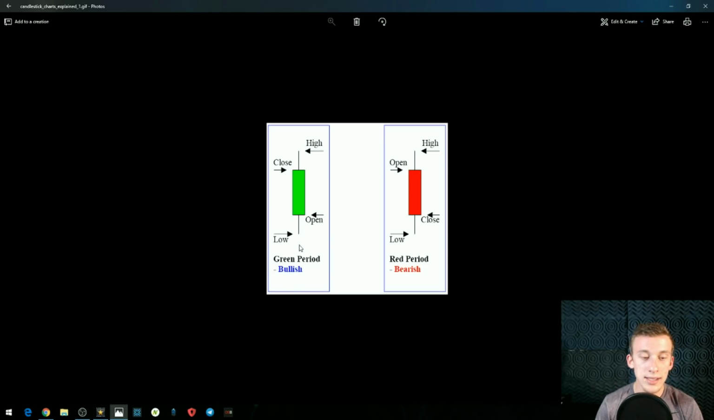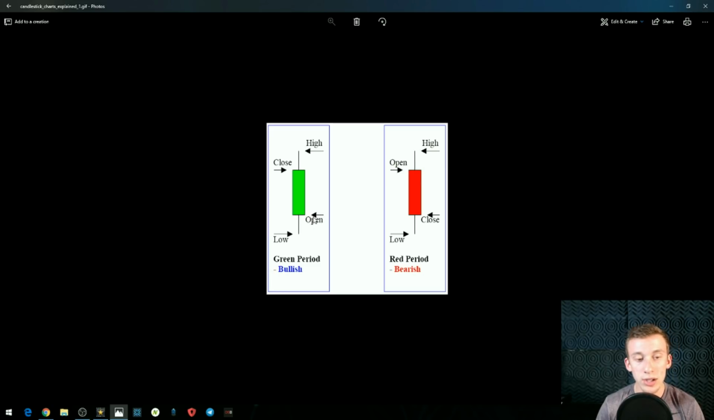Now right here, this is the green candlestick. That's going to be the bullish candlestick. That means the green candlestick is the price movement going upward, and then you have the red candlestick, which is the bearish candlestick. That means the price movement is going downward. Now right here, this fat green rectangle is called the real body. This is where the price action is happening at that given time.